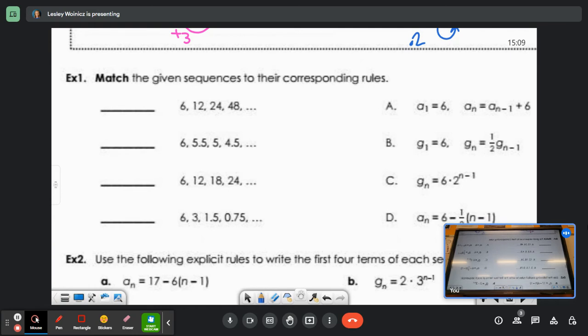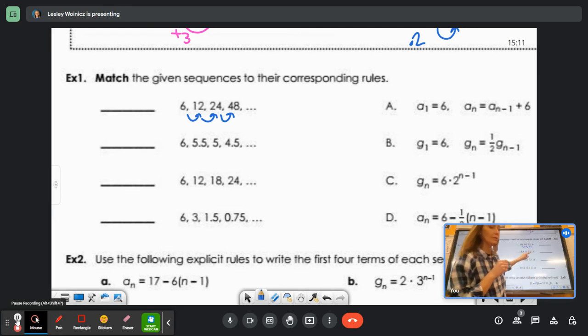All right, you're matching. Did you do it already? You matched them up? Okay, so we're not going to tell them because they're still working.